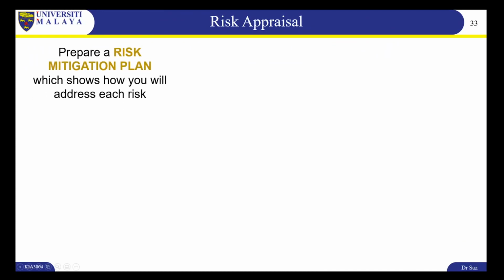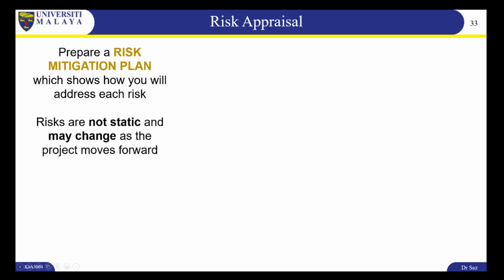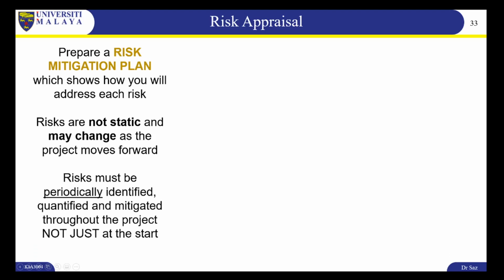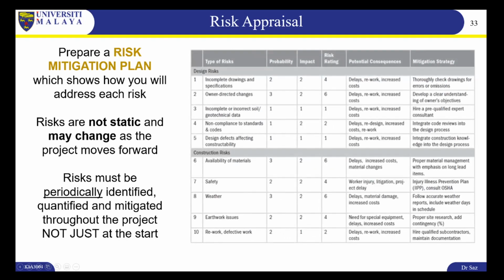Now you can prepare a risk mitigation plan and show how you will address each risk. Like I said before, risks are not static, they change as the project proceeds. They must be periodically identified, not just at the project start. And this is a good example of a table. So you have your types of risks here, the probability, the impact, you multiply them, you get your rating, and then you can write down the potential consequences if this risk really does occur.